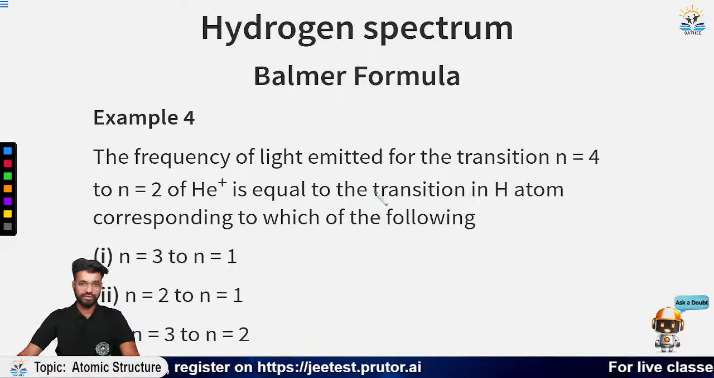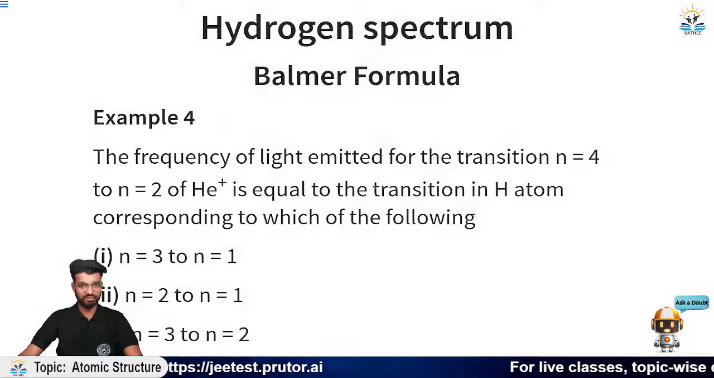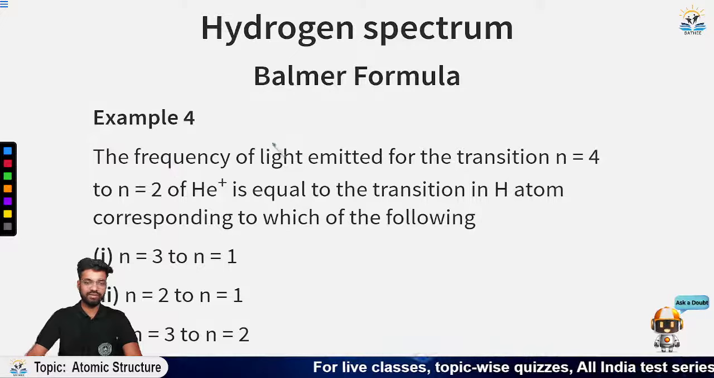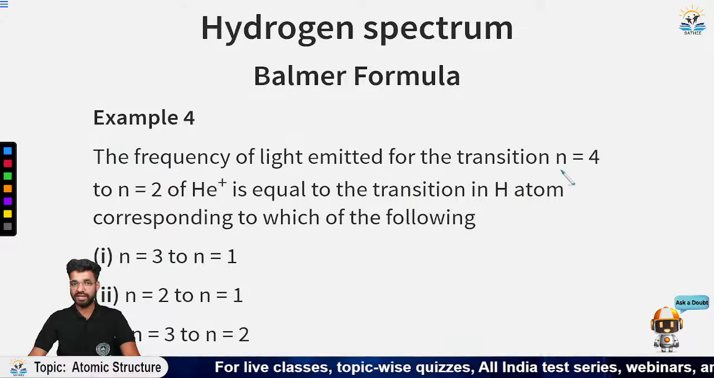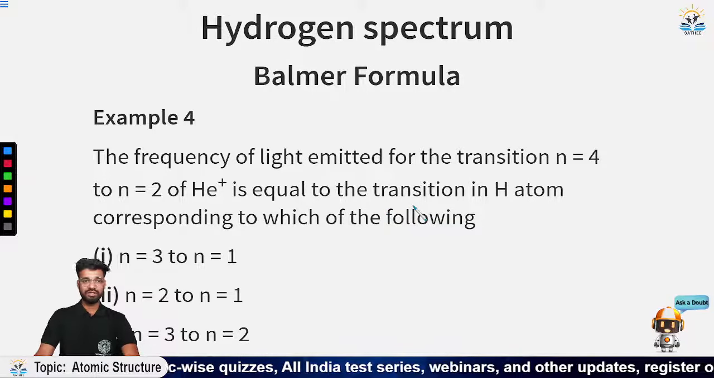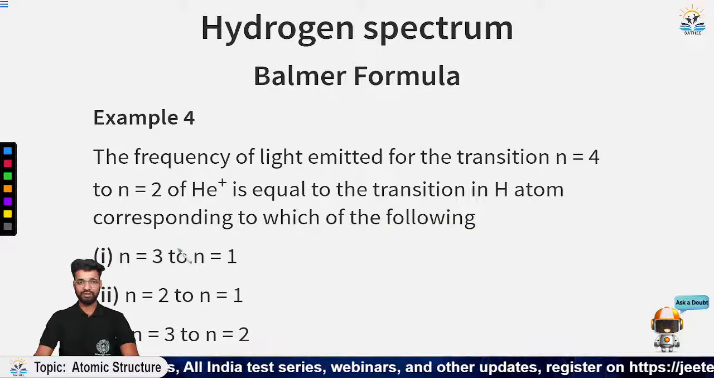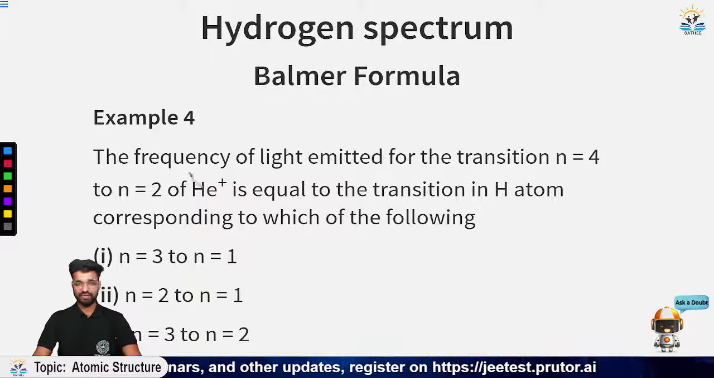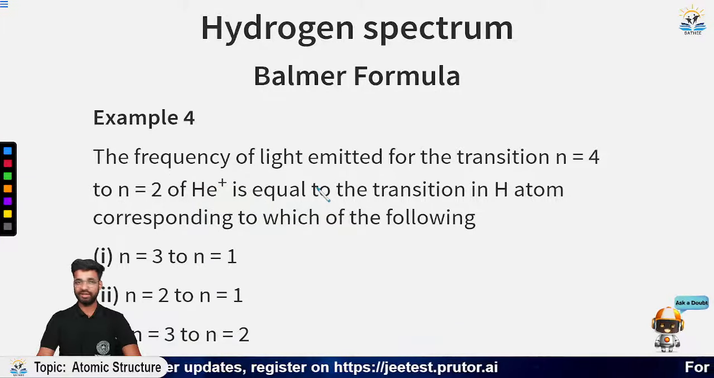So do we have a question here? What is this question about? It asks about the frequency of light emitted for the transition n equals 4 to n equals 2 in hydrogen, compared to which of the following. So you will calculate the energy released and the frequency for these different transitions.